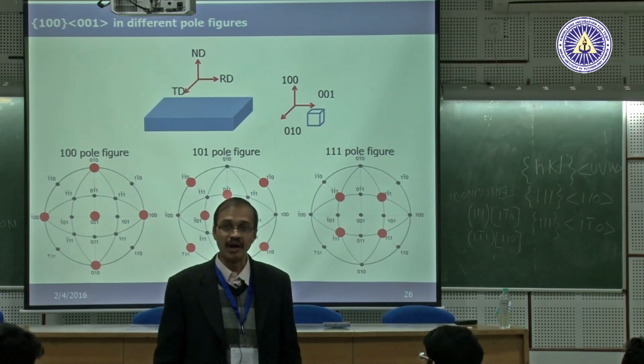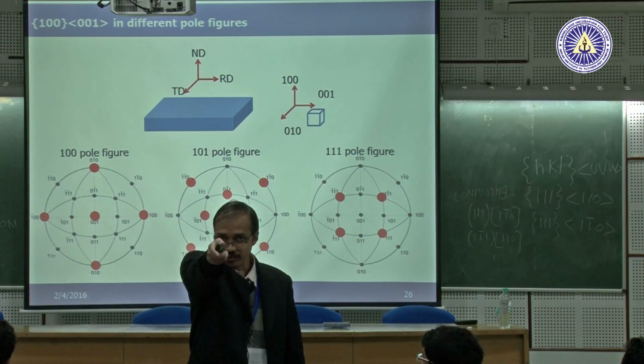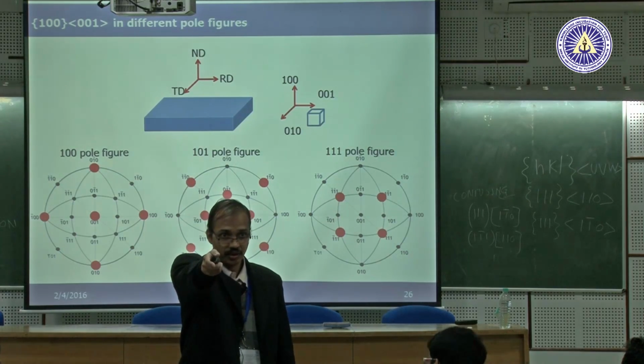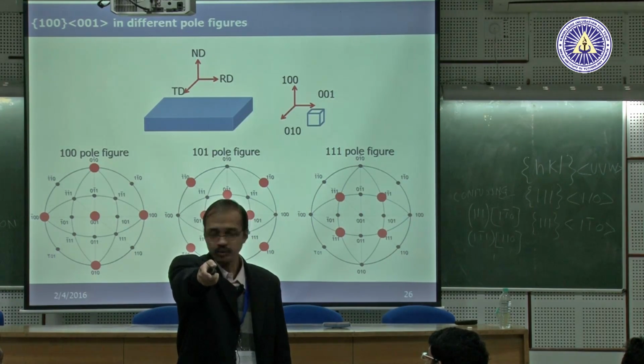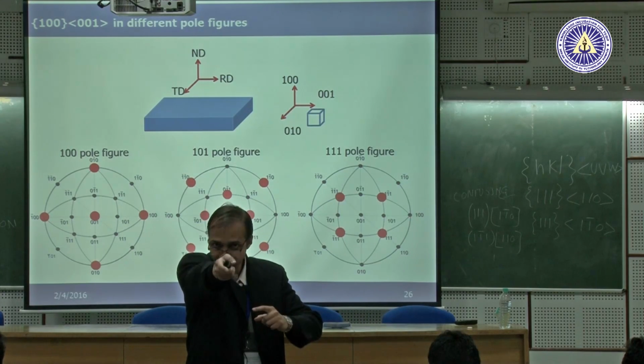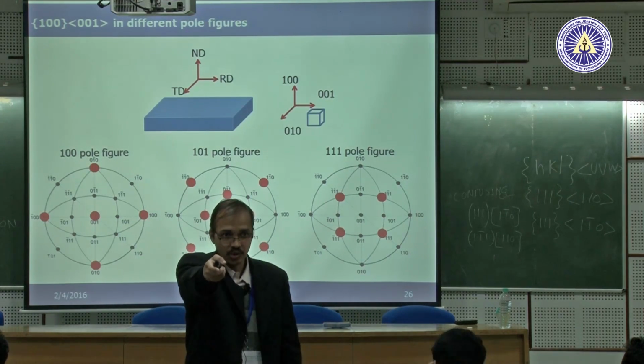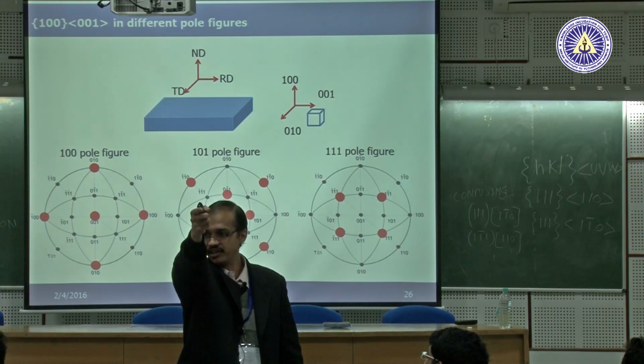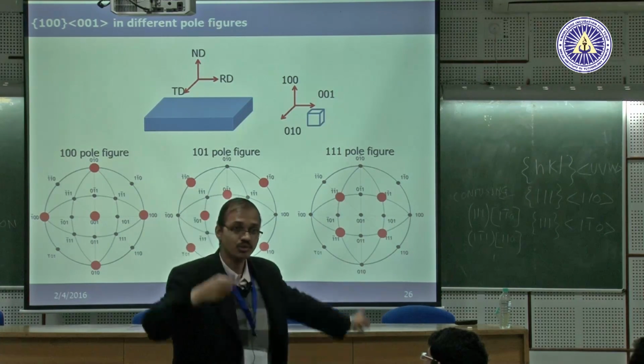I just asked you, I look at 100. When 100 is coming out, I see 100 at the center. But if I say, now I'm not looking at 100, I'm looking at 101, the orientation has not changed. So if 100 is at the center, where is 101 going to be? It is going to be either at 45 degrees or at 90 degrees. That is what you see in the second graph.